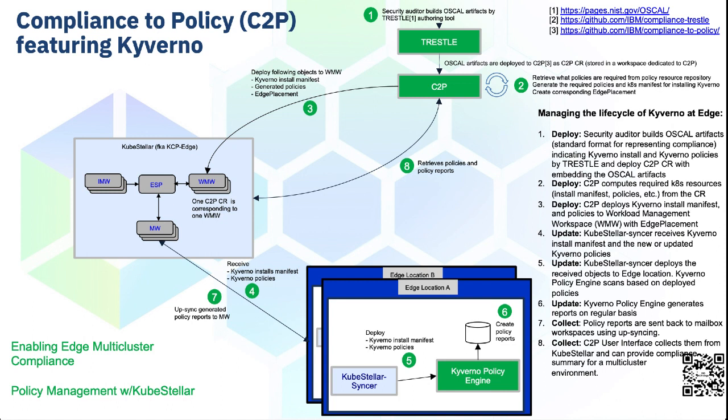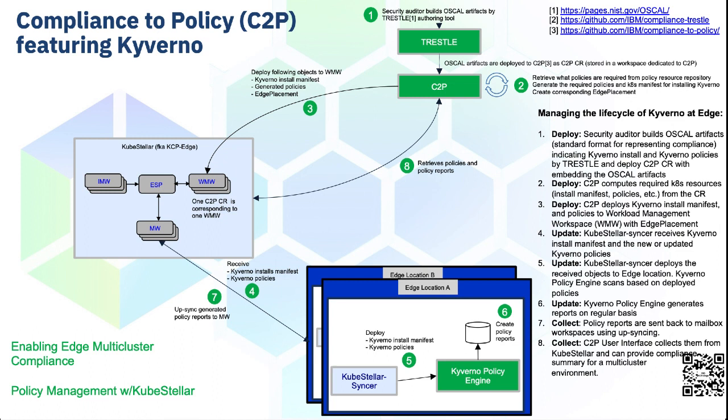Before entering this slide, I'd like to briefly introduce what this compliance to policy, we call C2P, is. C2P is a platform to enable users to automatically compose PVP policies such as Kyverno or Gatekeeper from high-level compliance such as FedRAMP, and also distribute the PVP policies to multi-clusters and multi-cloud, including Edge. We leverage KCP Edge for the distribution platform and integrated it with C2P.